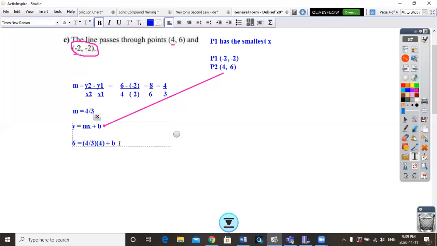So we multiply the fraction. So 6 equals 4/3 times 4. That's 4 over 3 times 4 over 1. 4 times 4, that's 16 over 3 plus b.